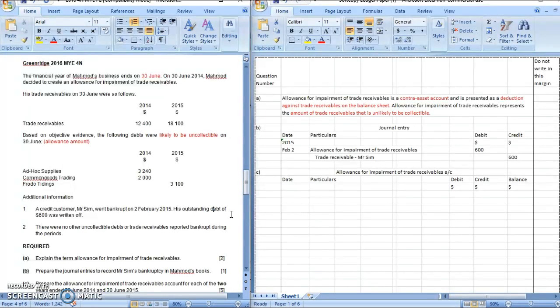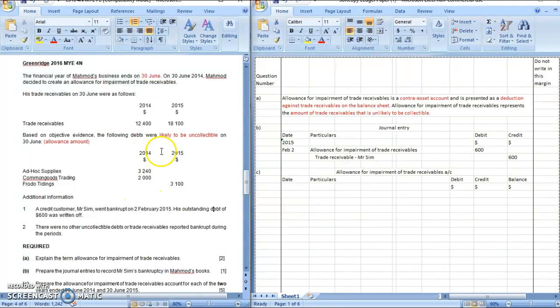Since we skipped the balance brought down line, now we need to see whether there were any significant incidents in the first year, which is the year ending 30th June 2014. Based on the additional information, Mr. Sim went bankrupt on 2nd February 2015. So in the first year, 30th June 2014, no customer went bankrupt.